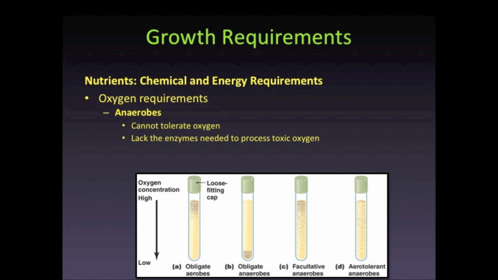Anaerobes obtain their necessary energy from either anaerobic cellular respiration or fermentation and do not have the enzymes necessary to detoxify toxic forms of oxygen. Because they lack the necessary enzymes, they die in the presence of oxygen.